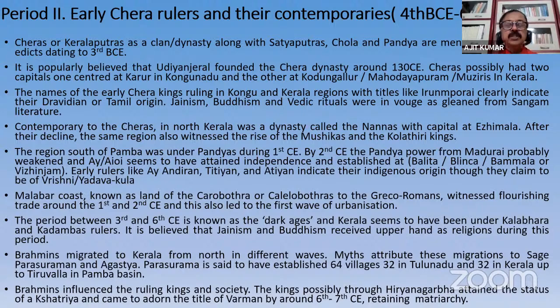Contemporary to the Cheras in North Kerala was a dynasty called the Nannans, with their capital at Ezhimala. After their decline, the same region also witnessed the rise of the Mushika kings and, in a later period, the Kolathiri kings. The region south of Pamba was under the Pandyas, as according to the Periplus of the Erythraean Sea, the area south of Pamba was under Pandya rule.